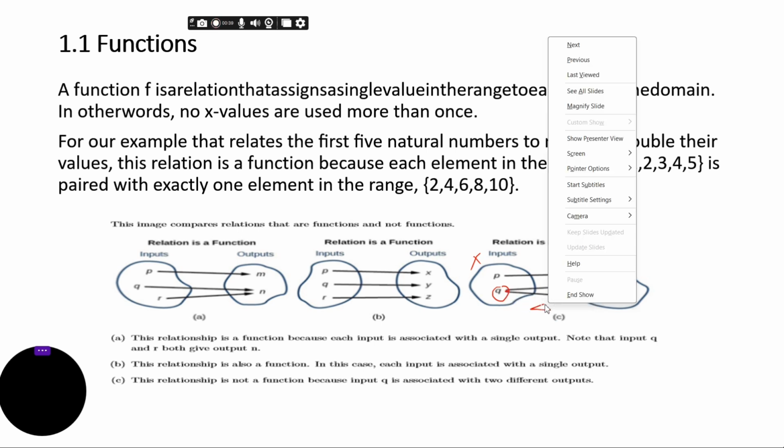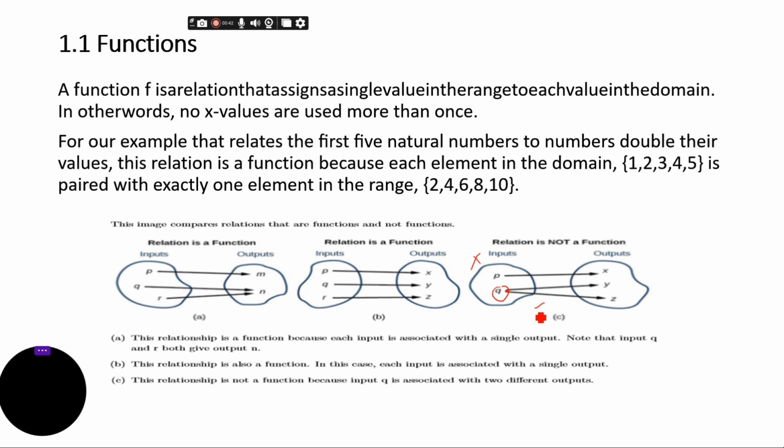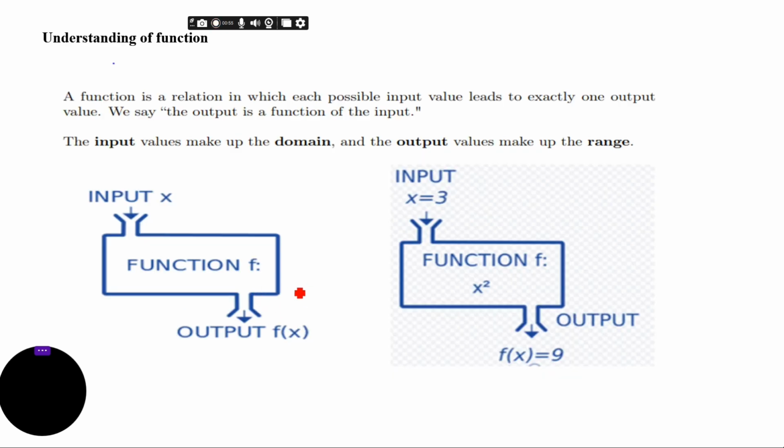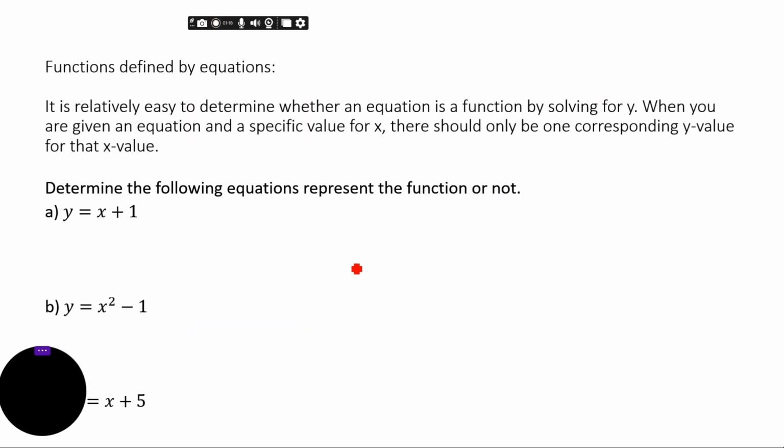It looks like this, so it is not a function. But this one is a function. Here two x values are going to one y value, it's okay. So this is the diagram. We can give more than one input, but the output will be only one y value. The x values may be different, you can give any mixing, but the output should be one.